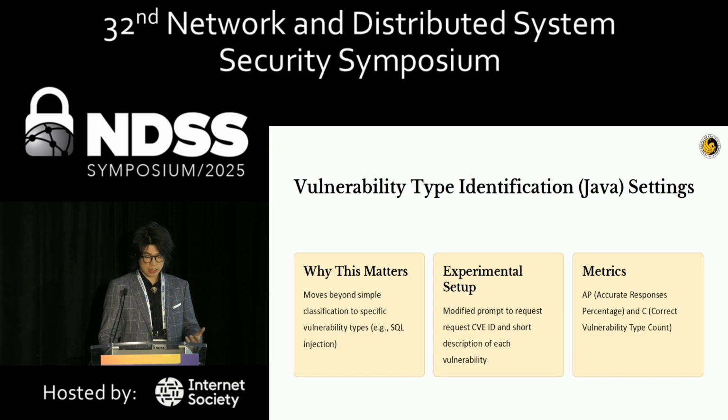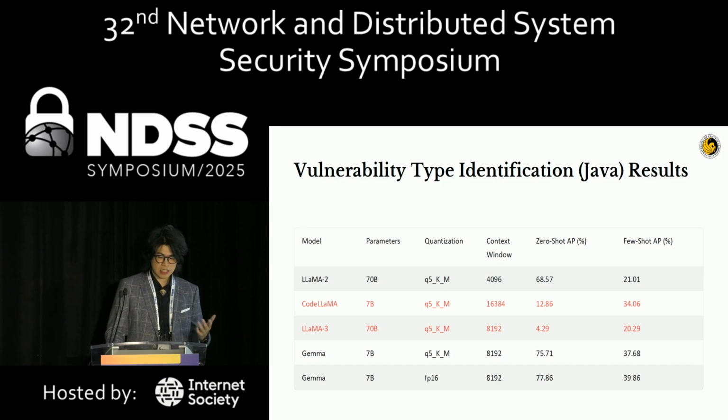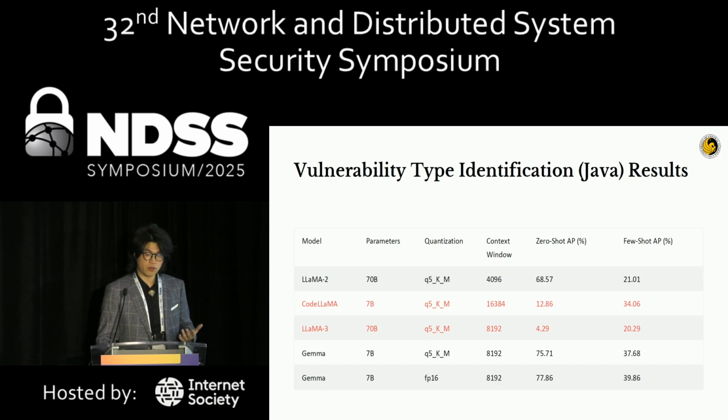We also tried a few-shot setup by providing two example vulnerabilities, and we removed them from the main datasets to avoid leakage. This table is a smaller slice of our overall Java type identification result, showing each model's zero-shot accuracy alongside its few-shot accuracy.